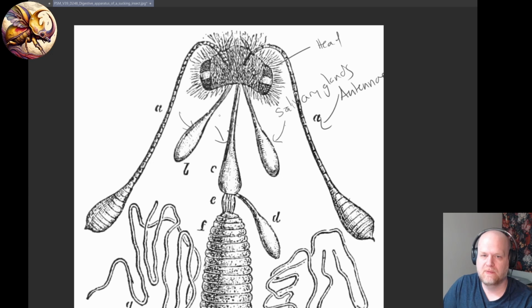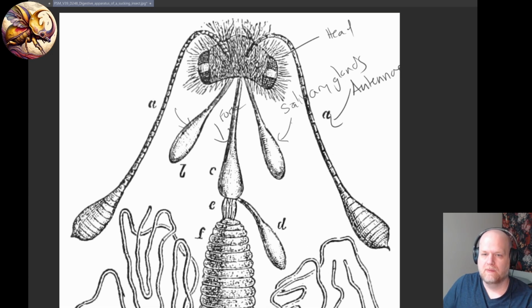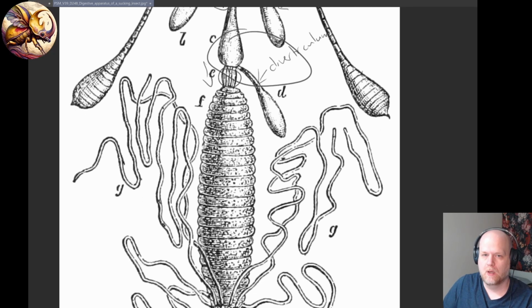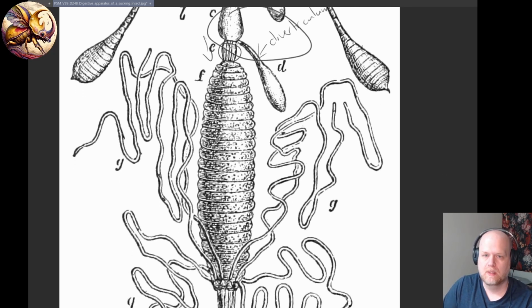So then here you have the foregut. And below that, you have the crop or the diverticulum. So in butterflies, this area here would be the diverticulum. And then that goes into the midgut. You have a sphincter muscle here, and below that you have the midgut. So this is the midgut.